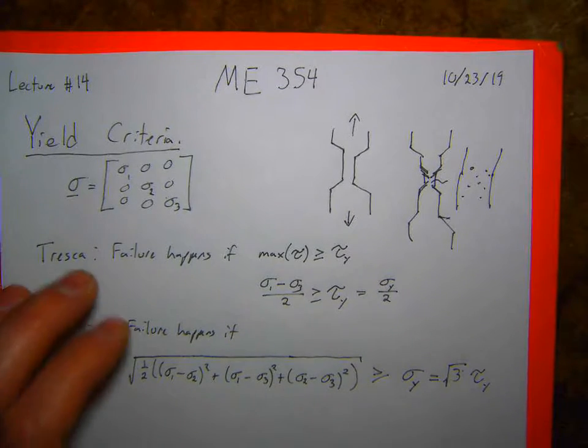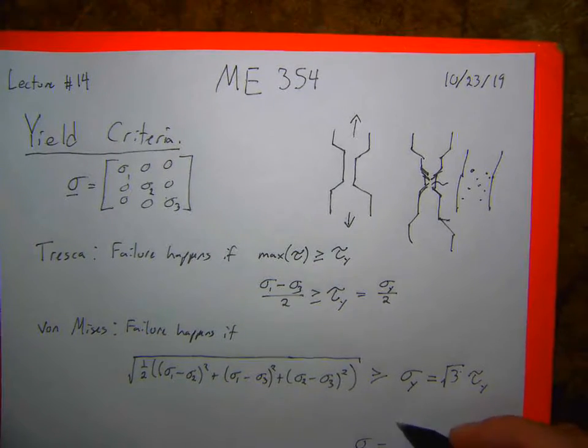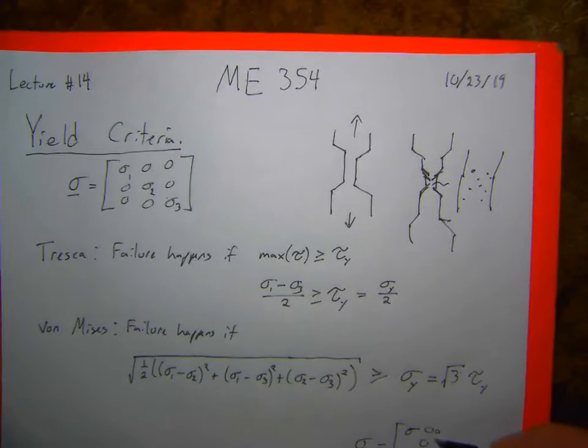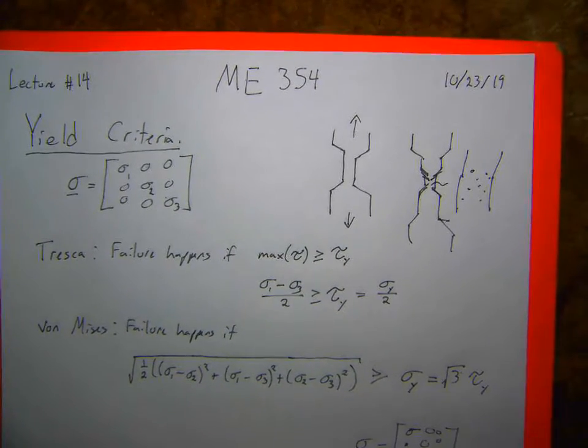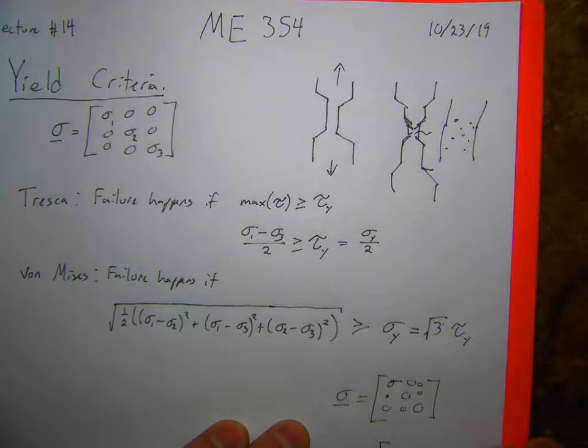So remember, if we have just a uniaxial tension, some sigma, zero, zeros everywhere, I could rotate this to a new coordinate system and say this is actually, what would that be? Sigma over two everywhere?